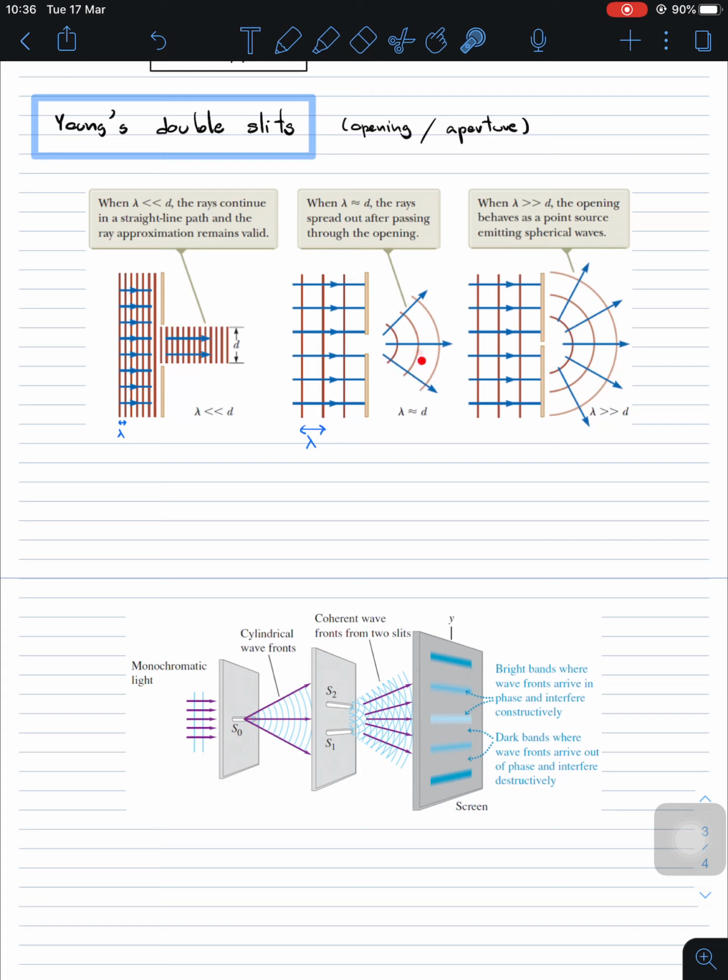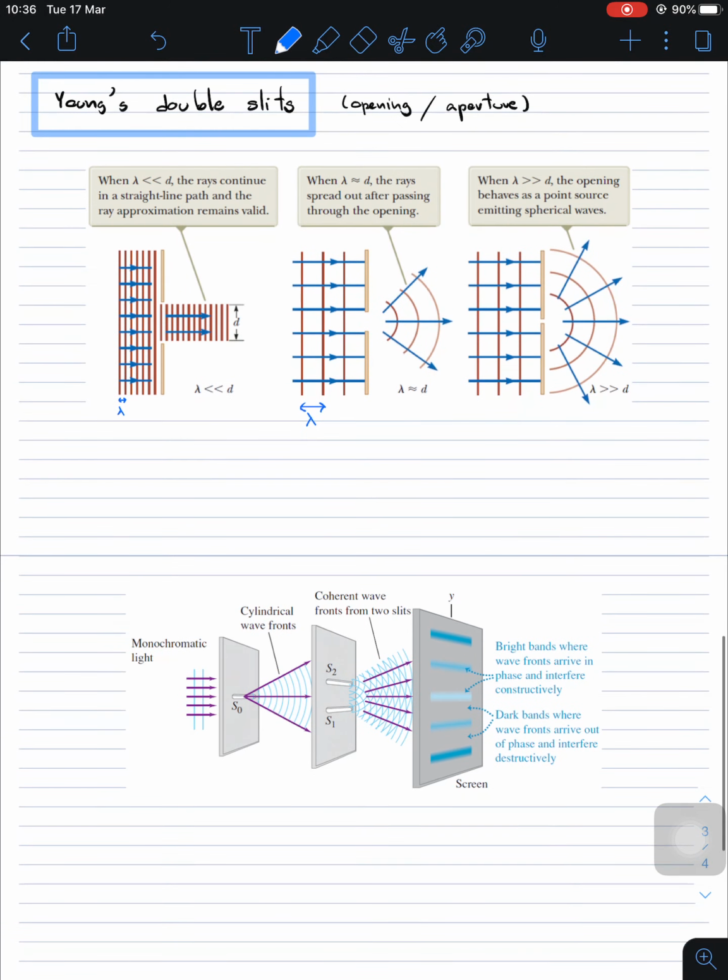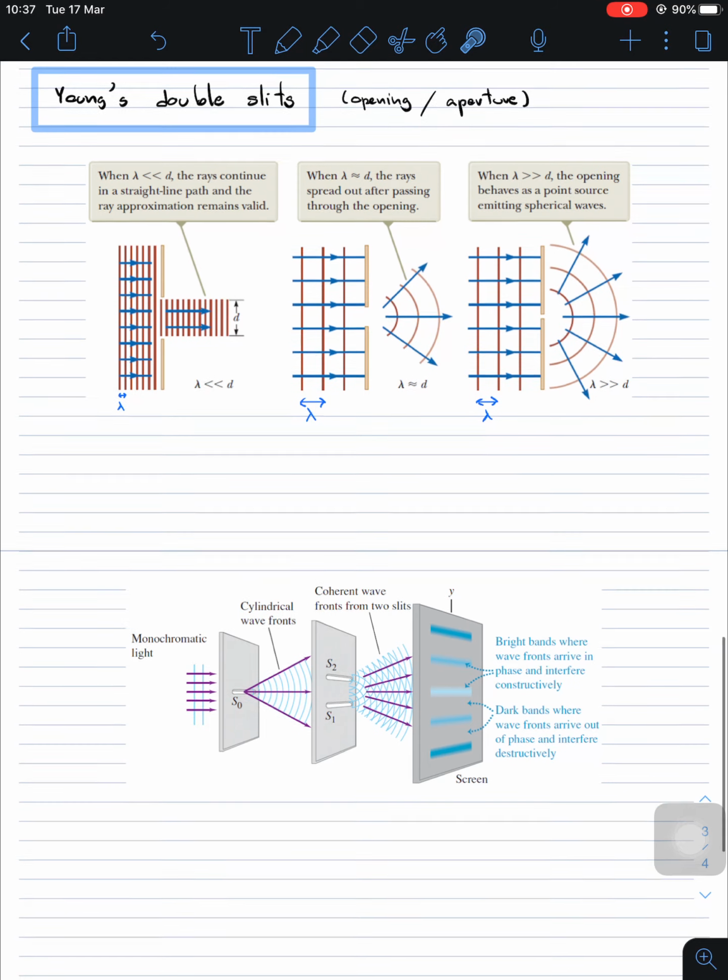But finally, if the wavelength is much larger than the size of the hole, you can see that the size of the hole is very small compared to the wavelength. So it will generate a cylindrical wave if we have a slit, or a spherical wave if we have a hole here. In this case, we can say that the opening behaves as a point source emitting the spherical wave.